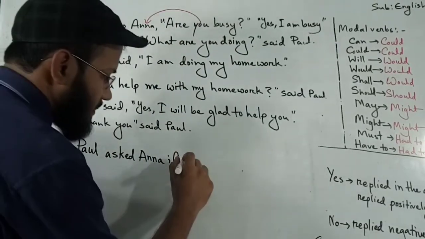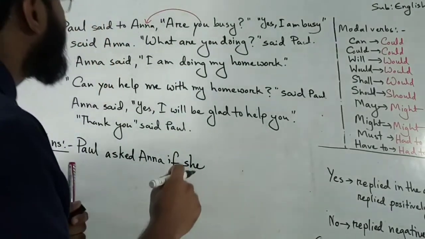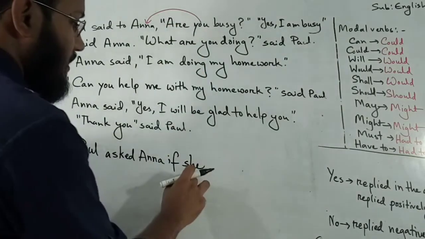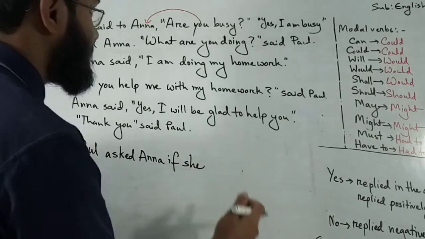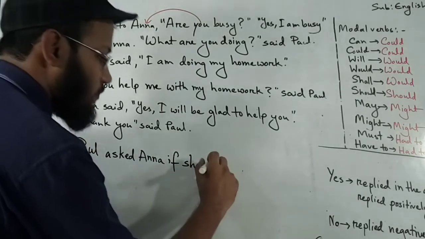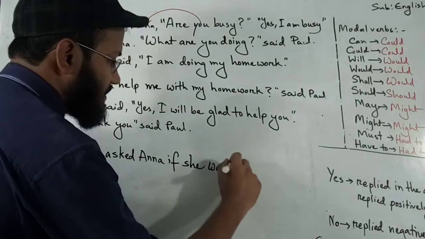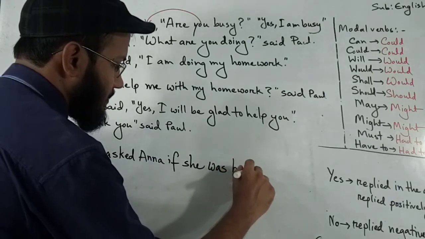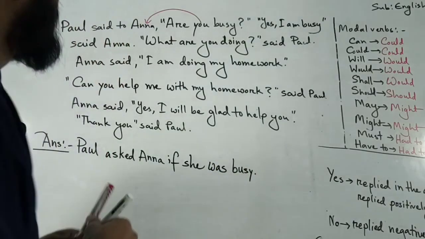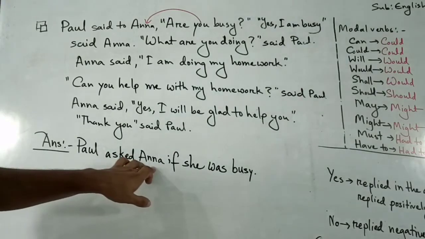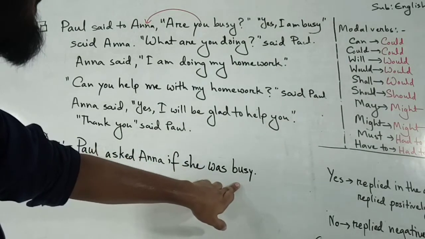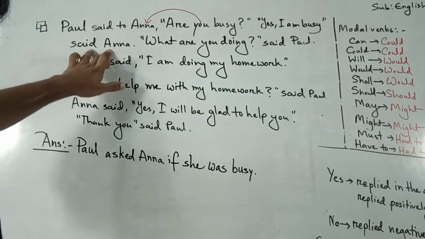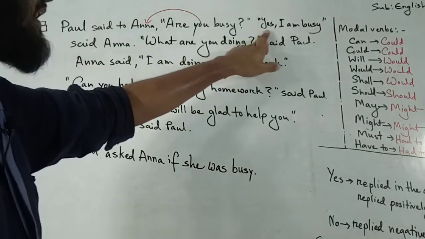If she, and for are, we can say that for she, the auxiliary verb would be is, and the past of is was. If she was busy. Okay, so here we have it. Paul asked Anna if she was busy. Now let's see what Anna says. Anna said that, yes, I'm busy.